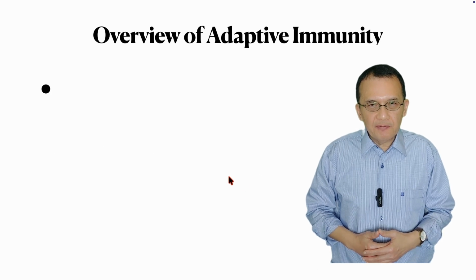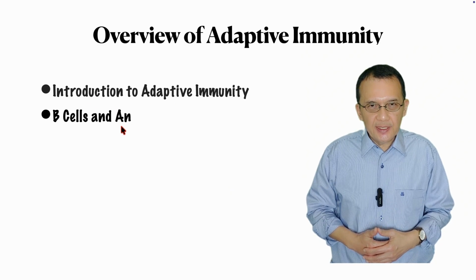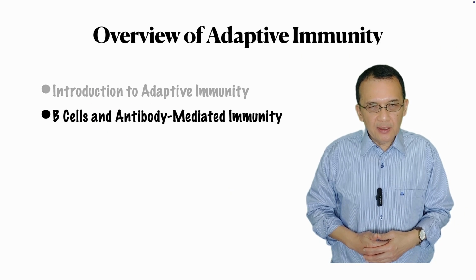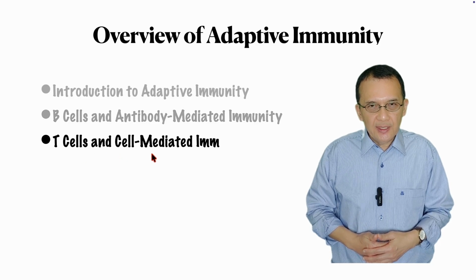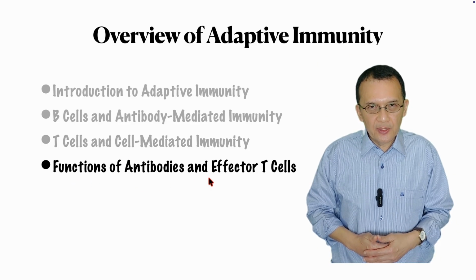The outline of this video is: 1. Introduction to adaptive immunity, 2. B cells and antibody-mediated immunity, 3. T cells and cell-mediated immunity, and 4. Functions of antibodies and effector T cells.